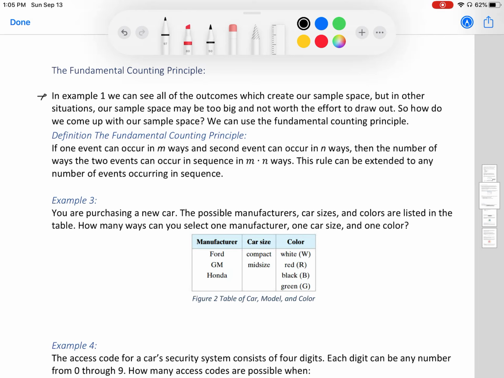Definition of the fundamental counting principle. If one event can occur in m ways, and a second event can occur in n ways, the number of ways the two events can occur in sequence is m times n ways. This rule can be extended to any number of events occurring in sequence.